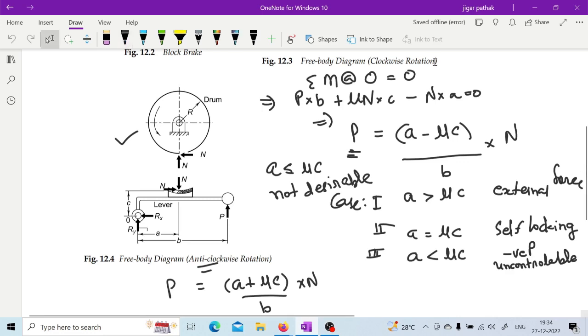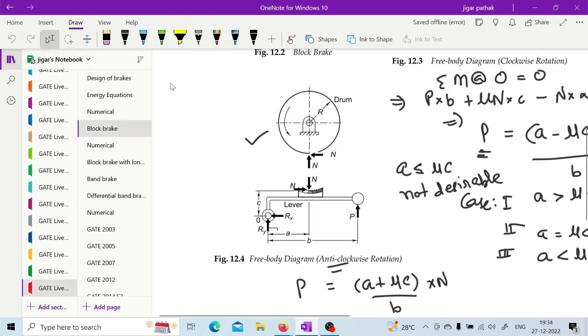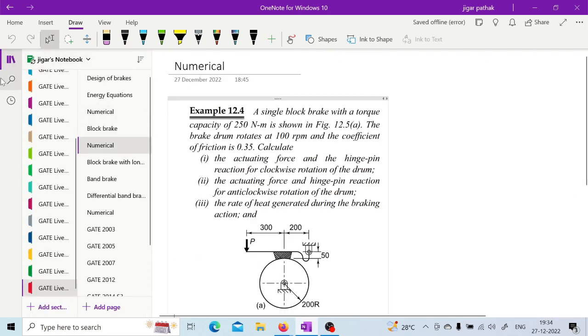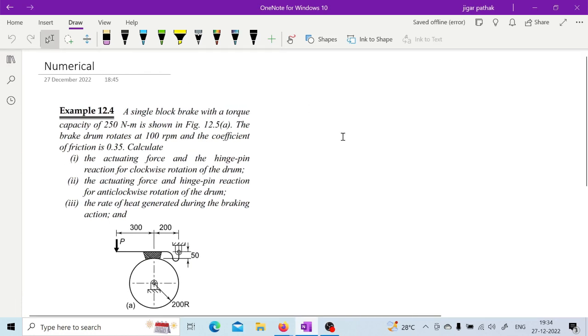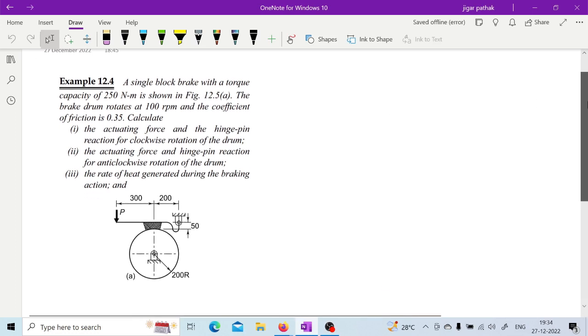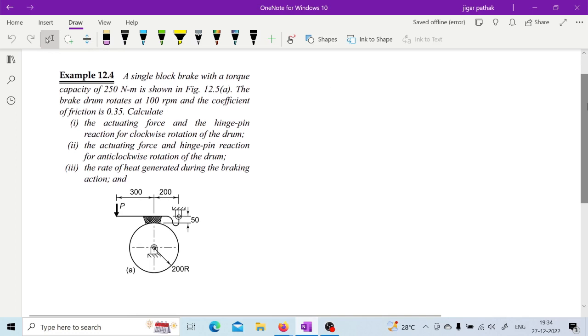Okay, so once you have an idea about this, you can go with this simple numerical like this, in which it is mentioned that a single block brake with a torque capacity of 250 Nm is shown in this figure. The brake drum rotates at 100 rpm and the coefficient of friction is 0.35. Now calculate the actuating force and the hinge pin reaction for clockwise rotation of the drum. Then the actuating force and hinge pin reaction for anticlockwise rotation of the drum. Then the rate of heat generation during the braking action.